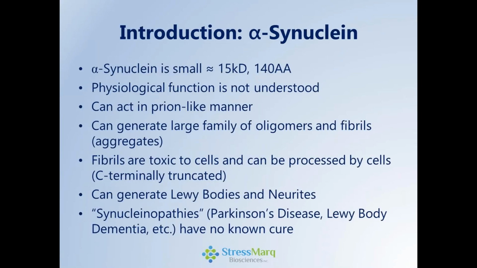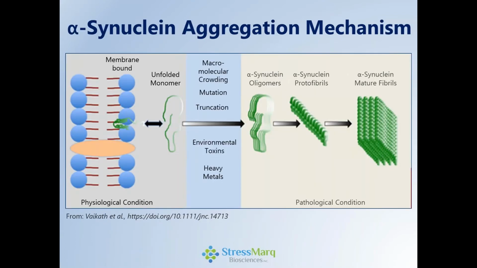A-Synuclein is a small 15 kilodalton protein whose physiological function is not well understood. It can act in a prion-like manner and can generate large families of oligomers and fibrils, sometimes referred to as aggregates. Fibrils are toxic to cells and can be processed by them, including C-terminal truncation. A-Synuclein can also go on to generate Lewy bodies and neurites, which are structures that are associated with Parkinson's disease and Lewy body dementia, collectively referred to as synucleinopathies. This disease state has no known cure.